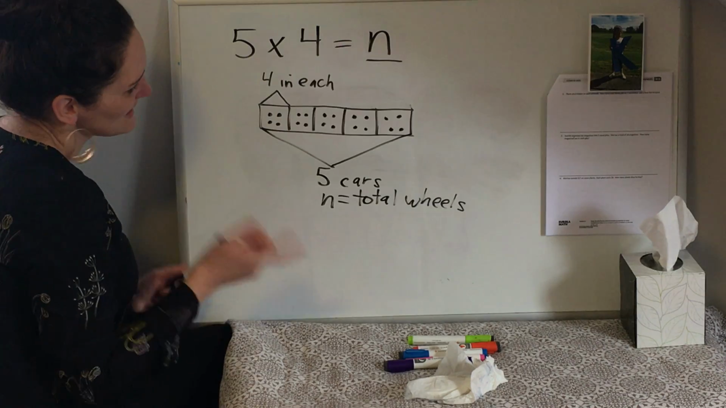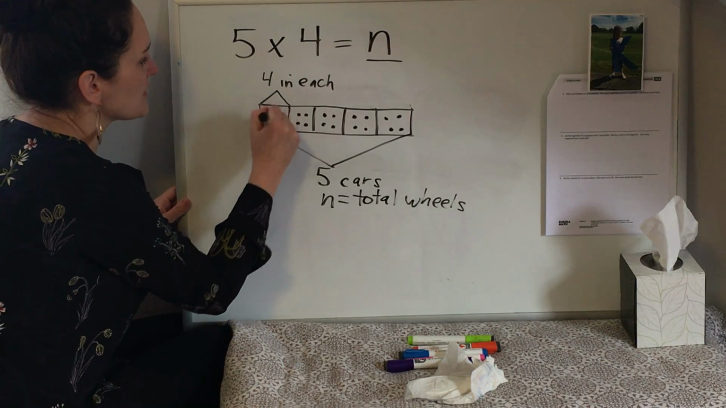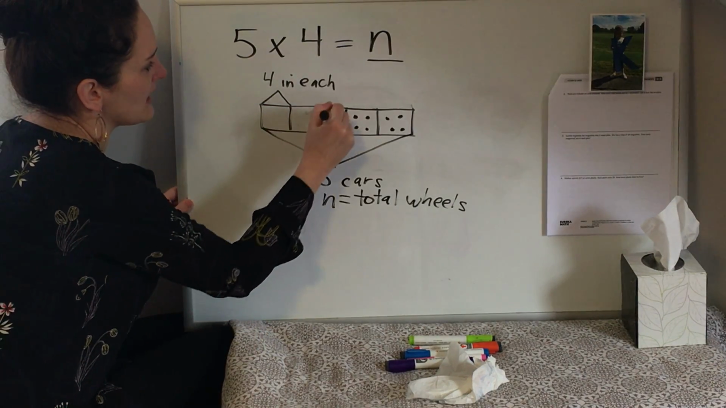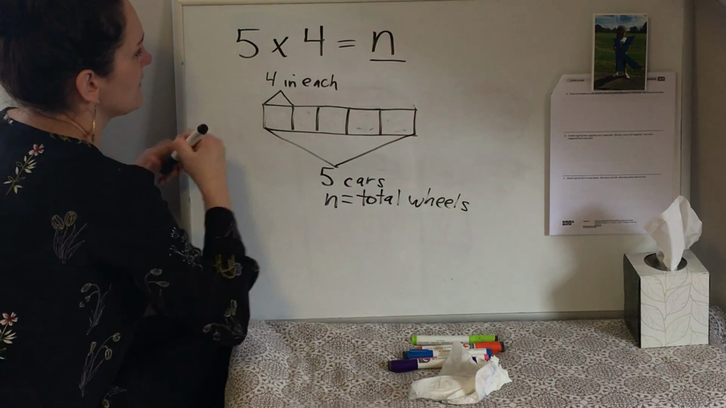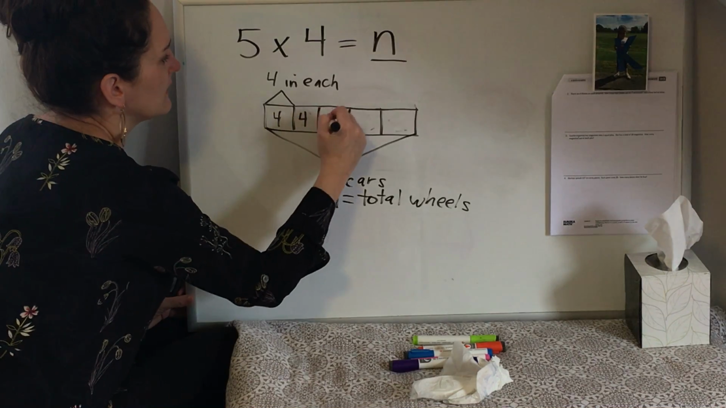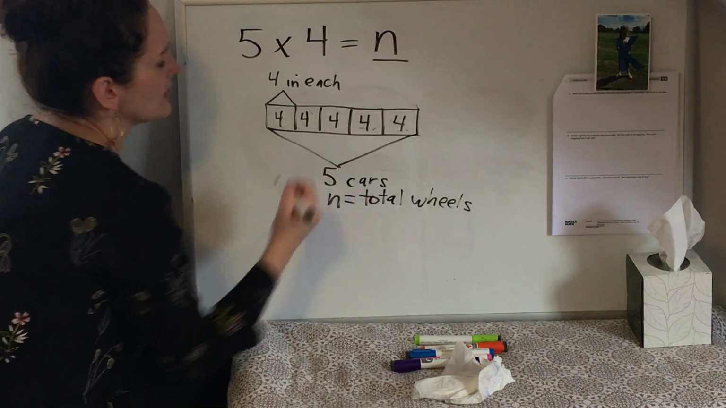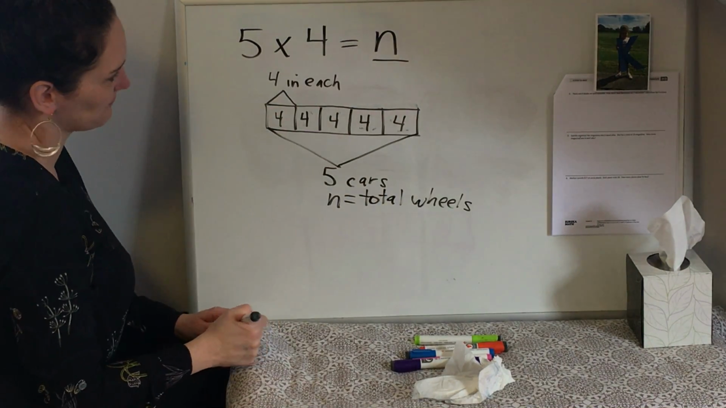If you want, some of you are ready, where you can just put the number inside instead of the dots. That's fine too, as long as you understand that when you have the number inside, you have to skip count by that number and you can't count the individual dots.